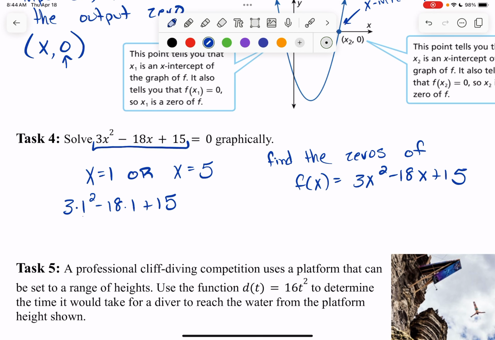Because if I do order of operations, 1 to the second is 1, times 3 is 3. 18 times 1 is 18, plus 15. 3 minus 18 is negative 15, plus 15 is 0. So 1 worked. 5 also works.